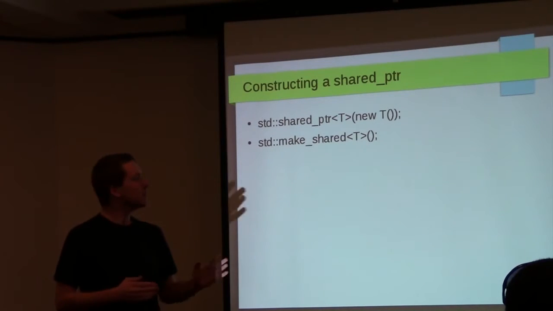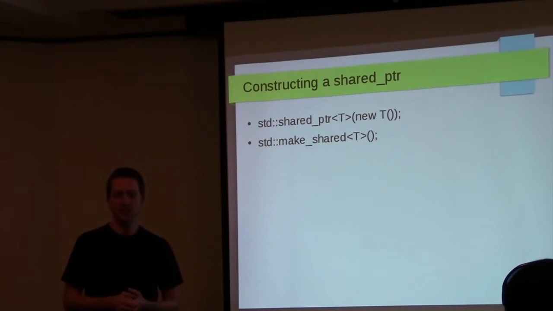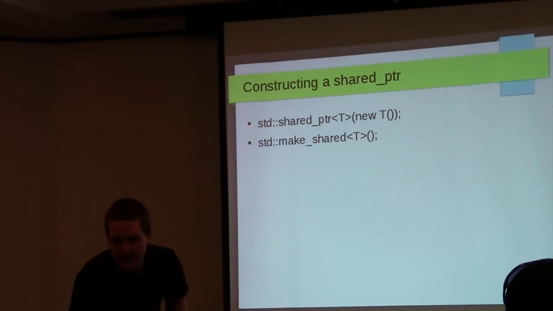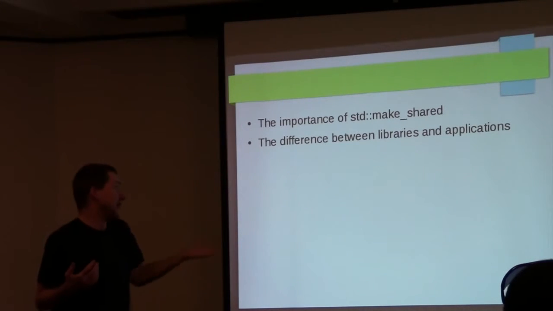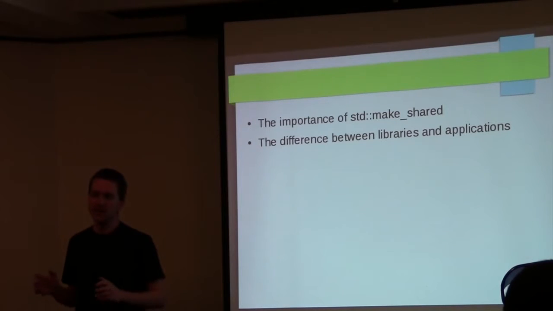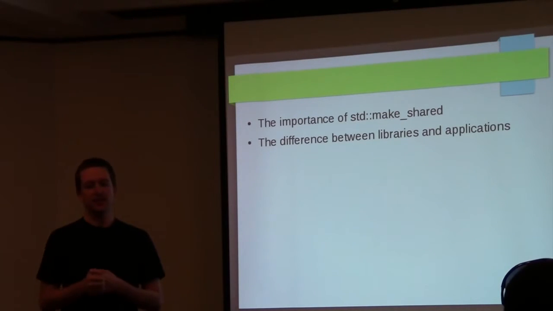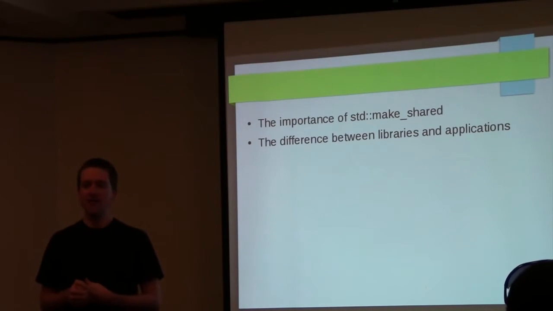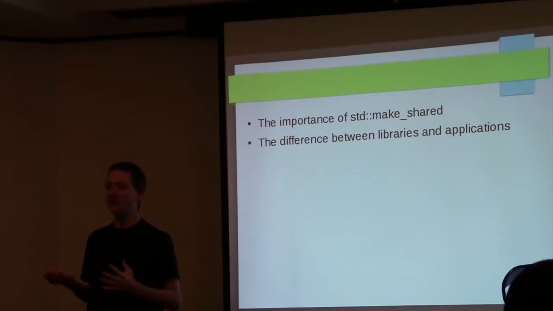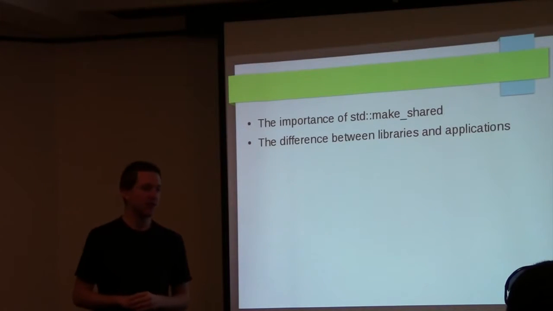So that also is an interesting point about how to return from a function. And that is the importance of make shared, which we just went over. It allocates the control block with the object, one memory allocation instead of two. But there is a difference between libraries and applications, where a library may say, I want to be flexible. I don't know what my users are going to want with this. Maybe they want a unique pointer, maybe they want a shared pointer. So I'm going to do the flexible thing and return a unique pointer.